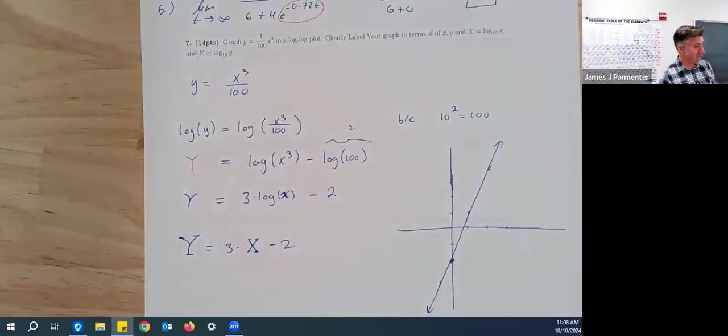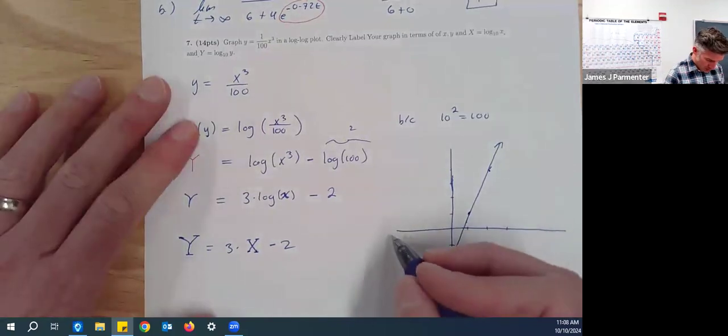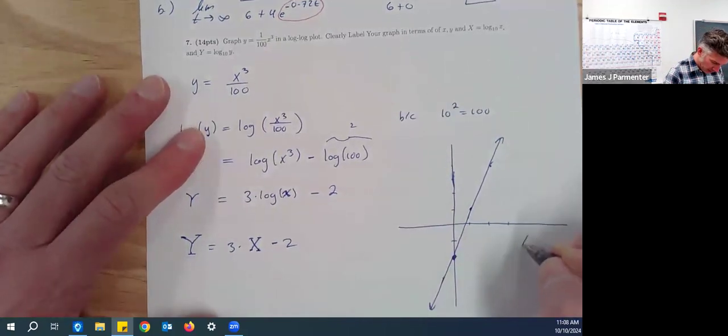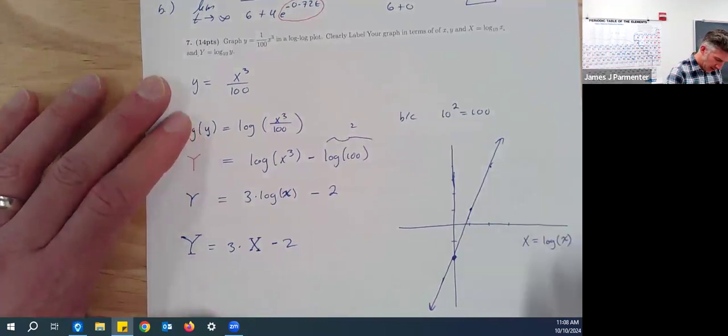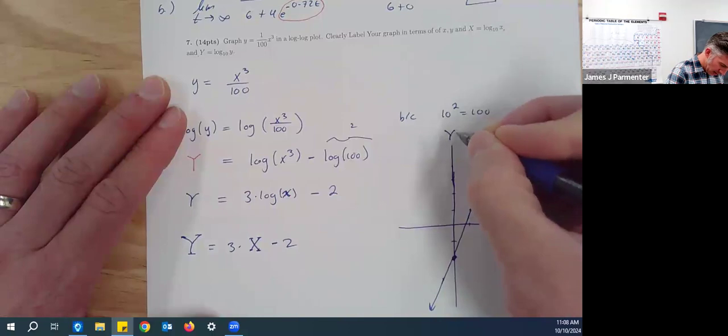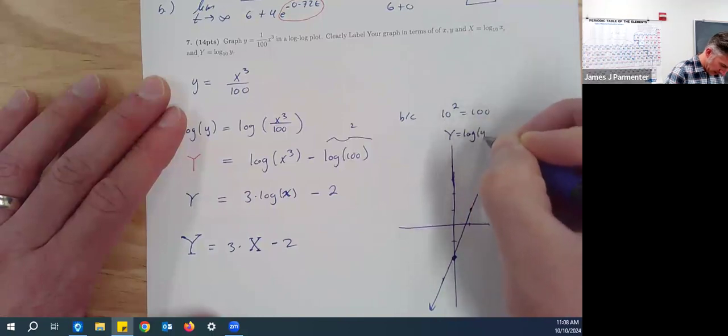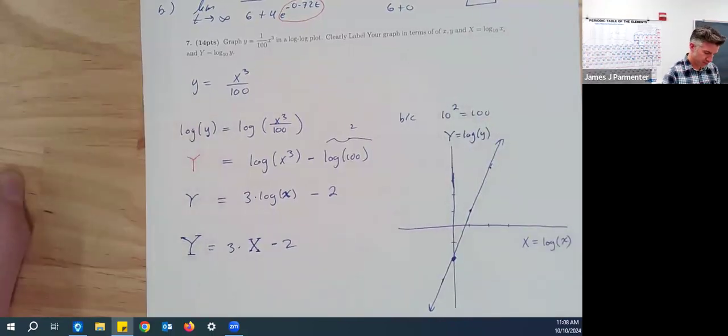We do need to label the axes. So the horizontal axis here is the capital X equal to log base 10 of lowercase x. And the vertical axis is the capital Y equal to log base 10 of lowercase y. Yeah, I think that's the whole thing.